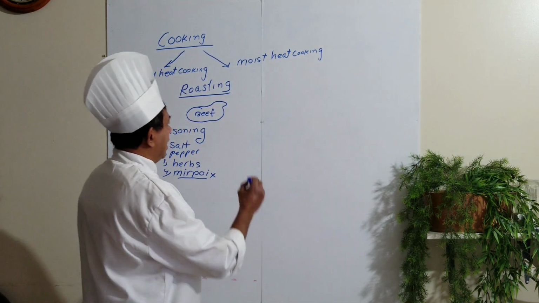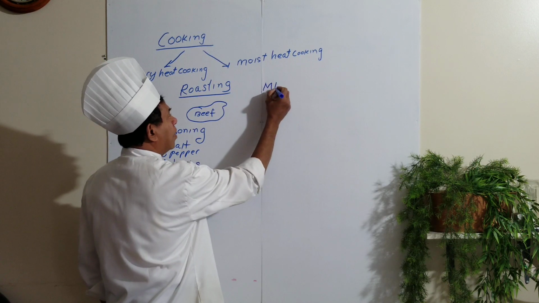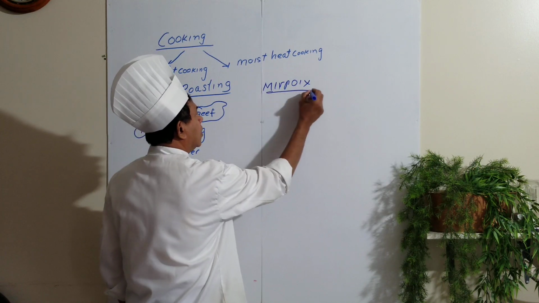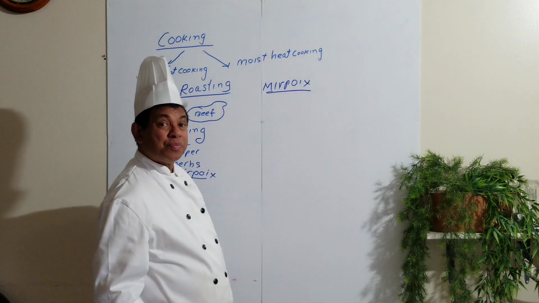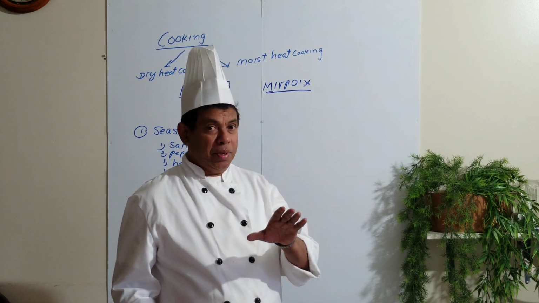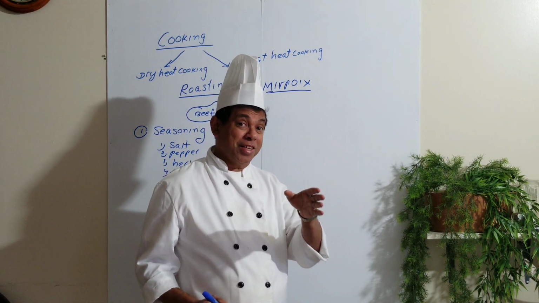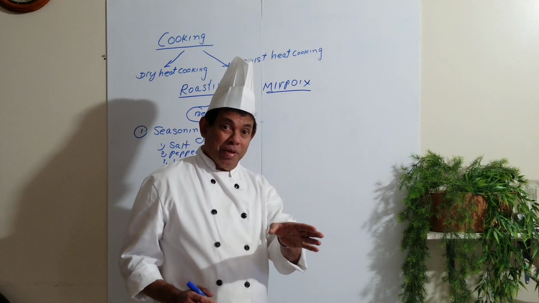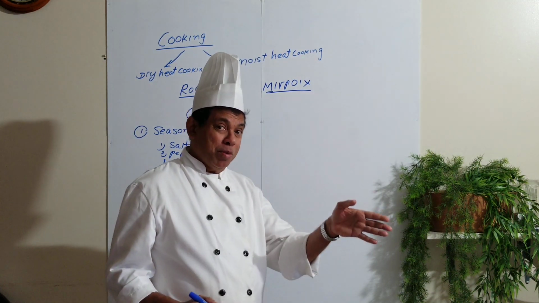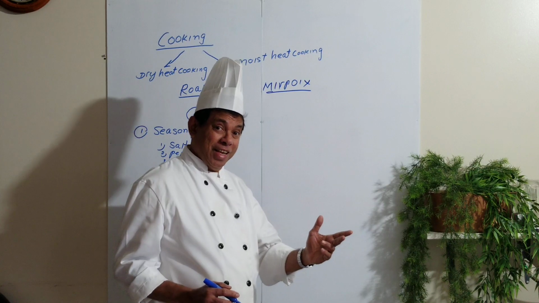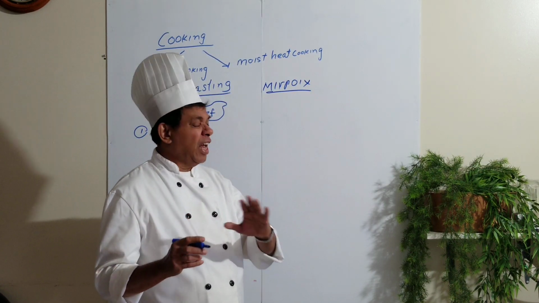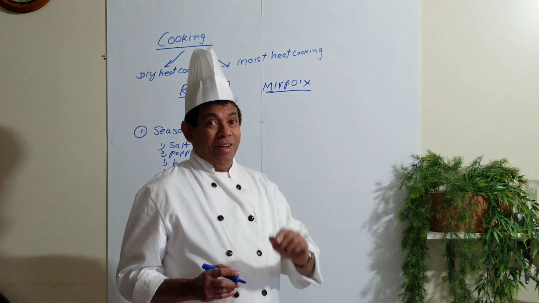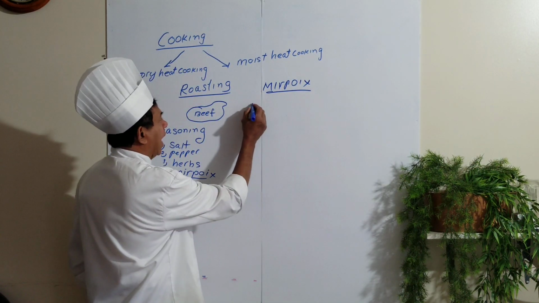The mirepoix is, I write down here, mirepoix. Mirepoix is any aromatic vegetable. That's why people say carrot, celery and onion. Yes, we always use vegetables, therefore they belong to the mirepoix. But the classical answer is any aromatic vegetable which gives the aroma to the food. Any aromatic vegetable, any.